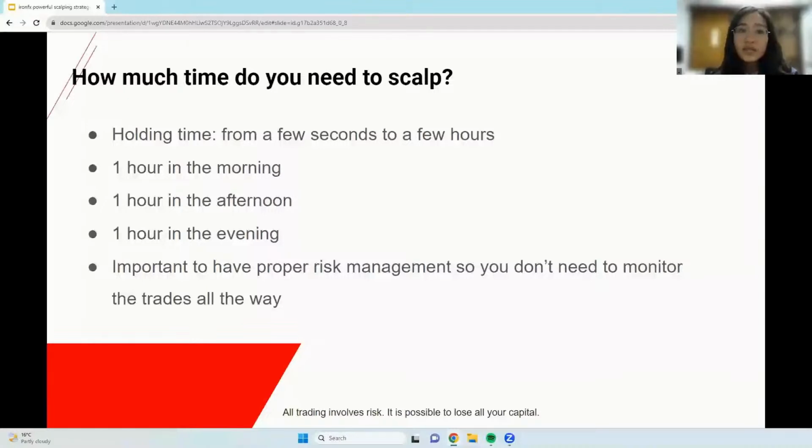So our recommended time to trade, or rather the amount of time that you have to put in, will be 1 hour in the morning, an hour in the afternoon, and an hour in the evening. So it's not too time consuming, and it's important to have proper risk management so that you don't need to monitor the trades all the way. Okay, so this talks about your trading stop loss, the different stop loss techniques, which we will briefly talk about later on in our slides.